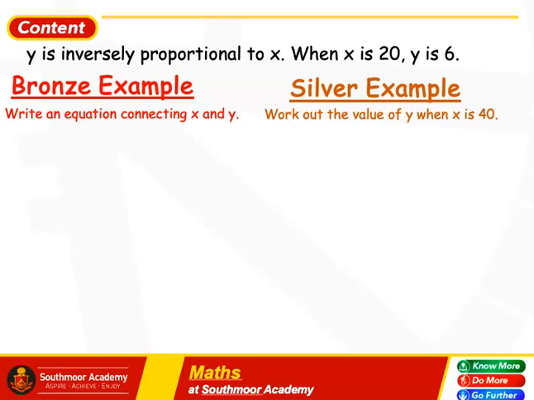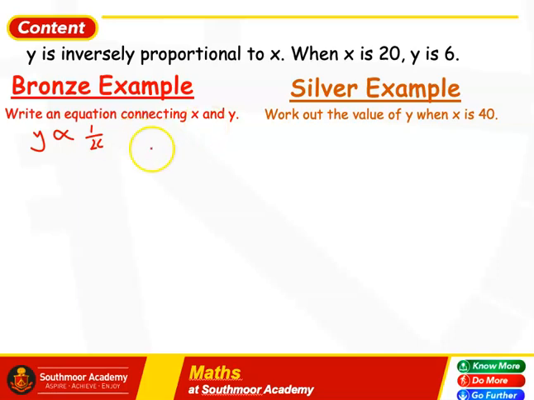Y is inversely proportional to x. When x is 20, y is 6. Write an equation connecting x and y. So unlike direct proportion, inverse proportion is written slightly differently. We still have our y and our proportional symbol, but it's 1 over x. So y is inversely proportional to x. Now we have to set that up in an equation.